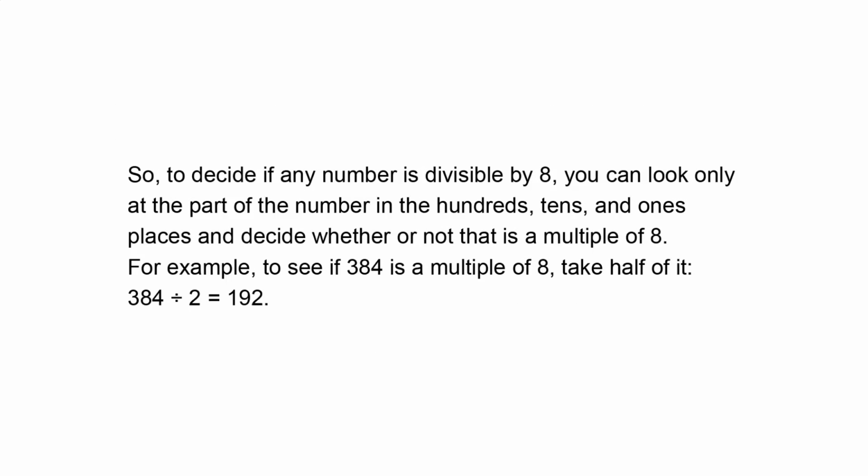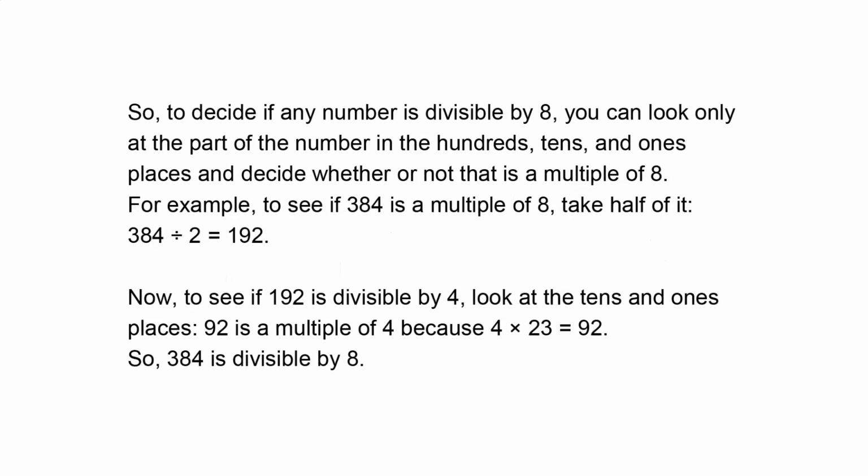So, to decide if any number is divisible by 8, you can look only at the part of the number in the hundreds, tens, and ones places, and decide whether or not that is a multiple of 8. For example, to see if 384 is a multiple of 8, take half of it. 384 divided by 2 is 192. Now, to see if 192 is divisible by 4, look at the tens and ones places. 92 is a multiple of 4, because 4 times 23 is 92. So 384 is divisible by 8.